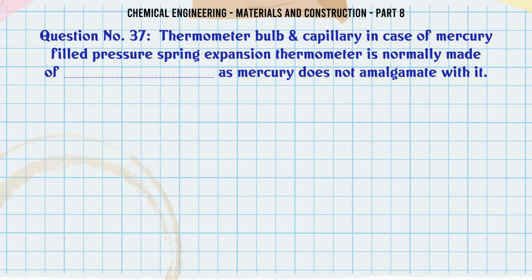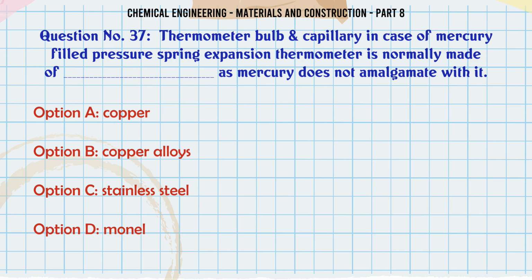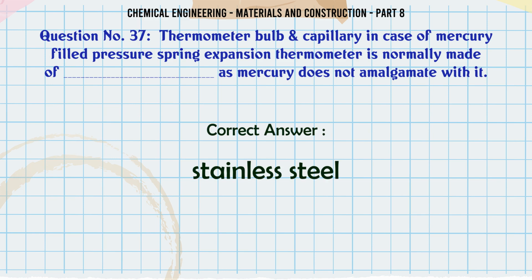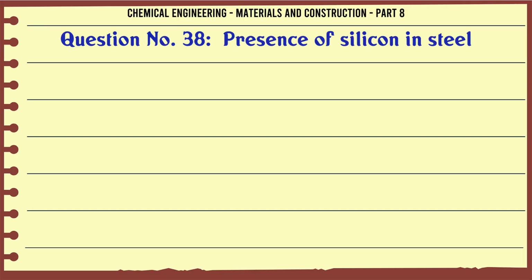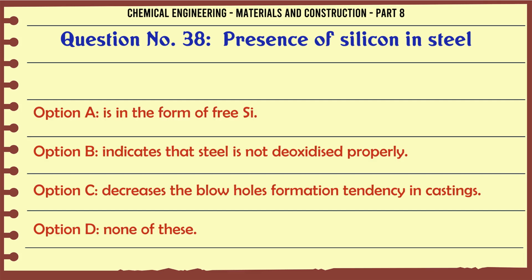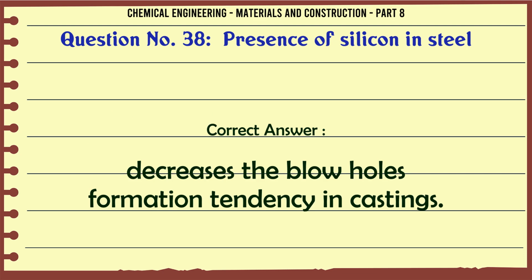Thermometer bulb capillary in case of mercury-filled pressure spring expansion thermometer is normally made of, as mercury does not amalgamate with it, A. Copper, B. Copper alloys, C. Stainless steel, D. Monel. The correct answer is stainless steel. Presence of silicon in steel A. Is in the form of free Si, B. Indicates that steel is not deoxidized properly, C. Decreases the blowholes formation tendency in castings, D. None of these. The correct answer is decreases the blowholes formation tendency in castings.